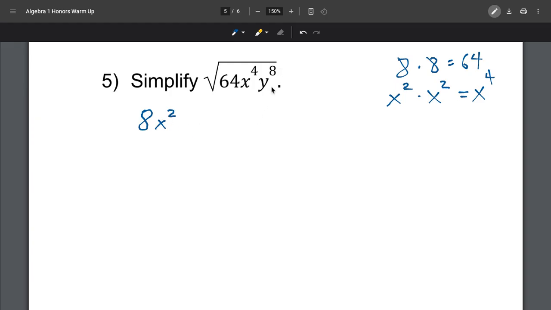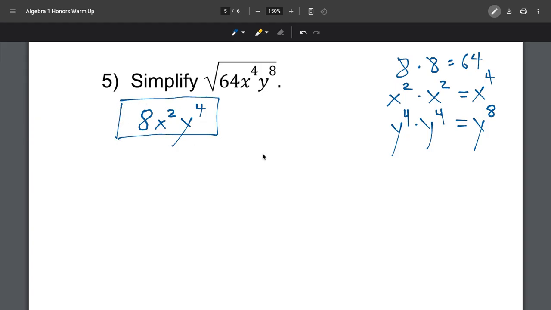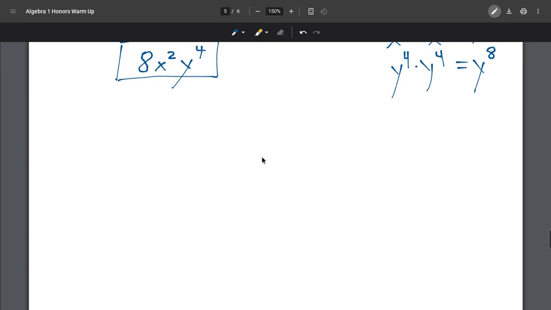And then the square root of y to the eighth is y to the fourth, because y to the fourth times y to the fourth equals y to the eighth. So 8x squared y to the fourth is our solution there. Okay, last one.